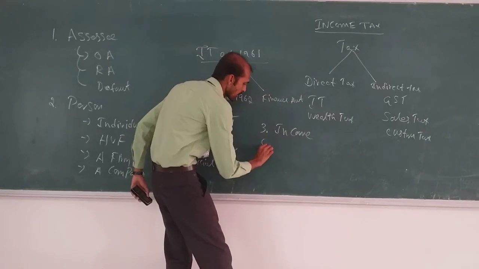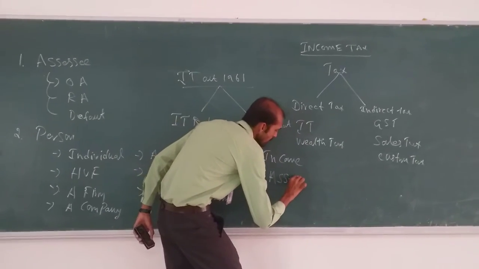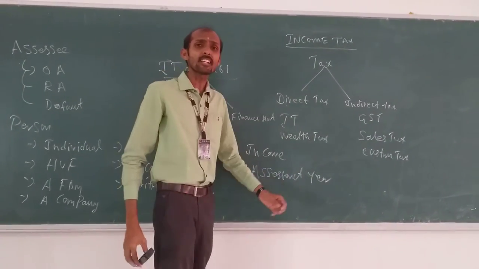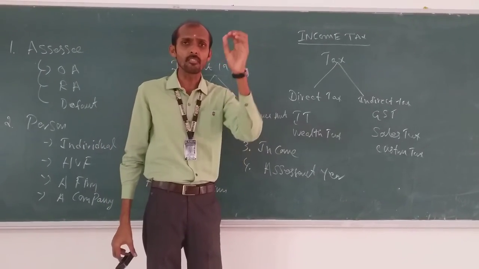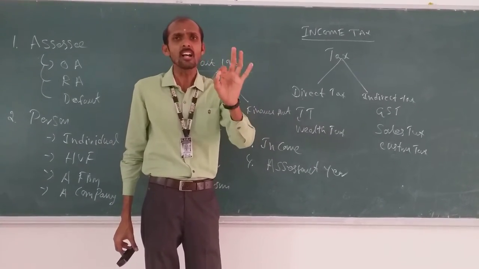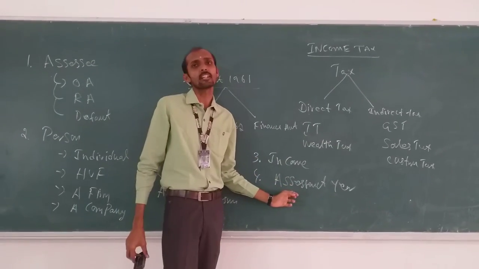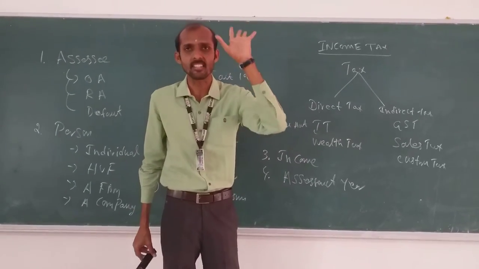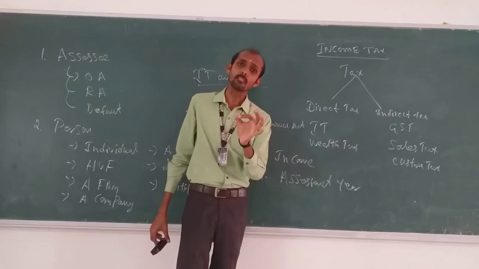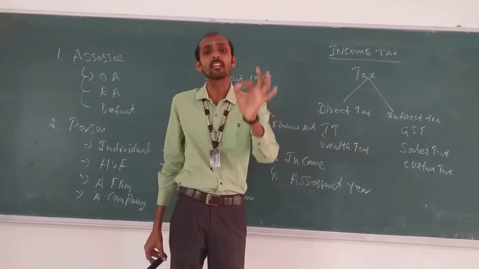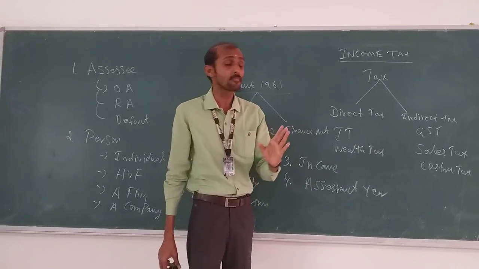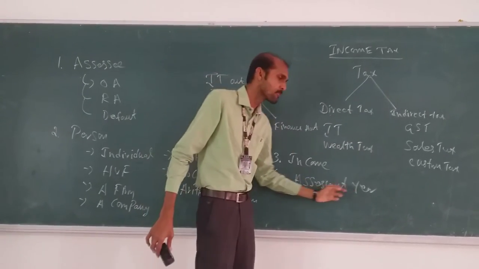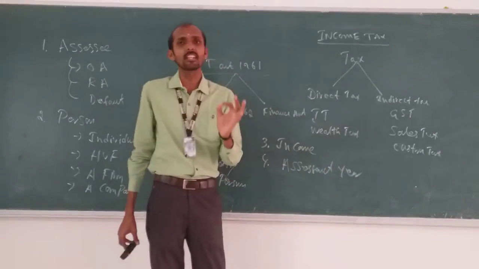The next definition is called assessment year. What is assessment year? The year in which the income of the assessee is assessed for tax. That is called assessment year. In simple words, assessment year means tax paying year. The period begins with 1st April and ends with 31st March. The period of 12 months is called assessment year. So, it means tax paying year.